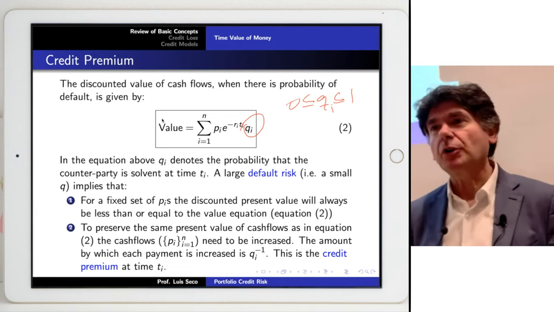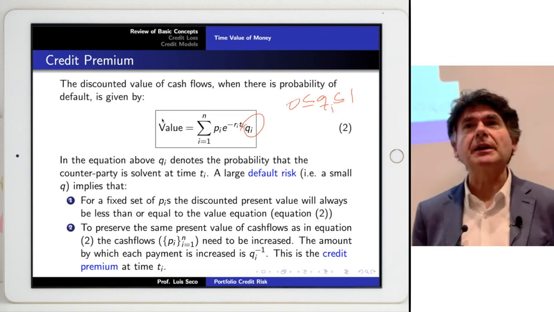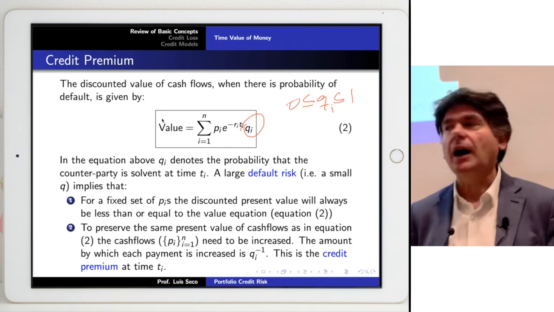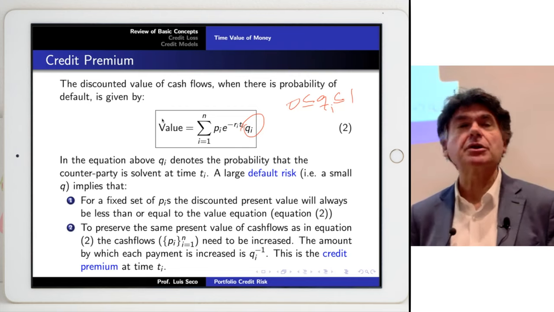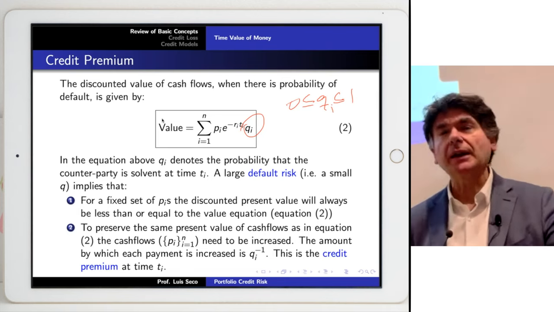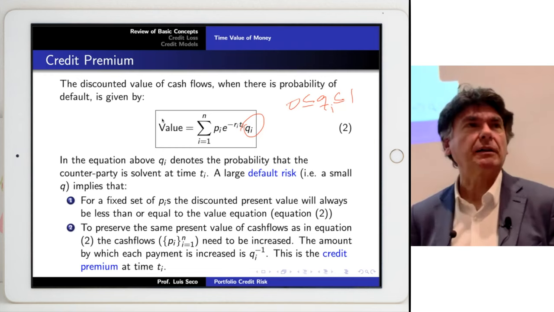So for now, I'm not going to worry, because I'm not going to say where this probability comes from. I'm just going to say that if I can, I'm going to take this probability to be the risk neutral probability. In other words, if it can be replicated, I will take that probability. And if not, I'll take what I can.